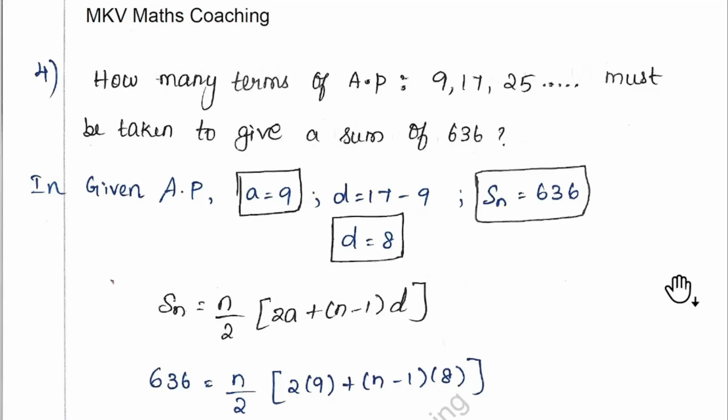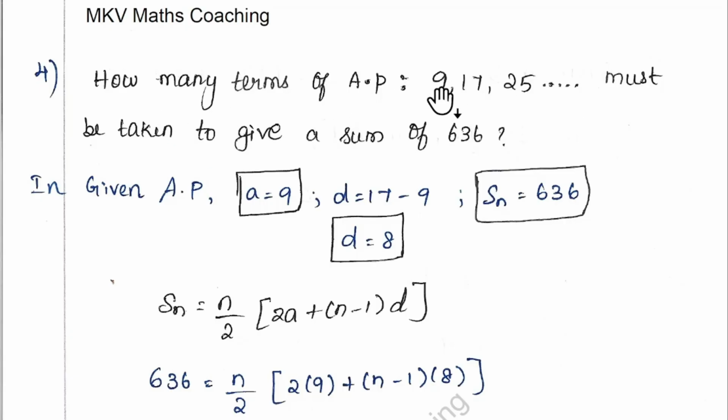Let's begin with the fourth question in exercise 5.3. How many terms of AP must be taken to give a sum of 636? They have given a series. So in this series, how many terms of AP I should take so that I can get a sum of 636? Always, if you get confused with the question, just leave the series and read out the question alone.